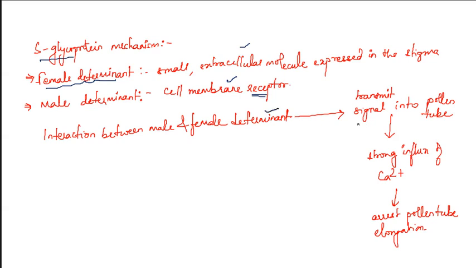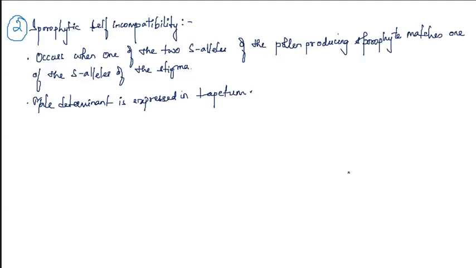There is a strong influx of calcium into the pollen tube. Once there is a high amount of calcium in the pollen tube, it arrests the pollen tube elongation. So please remember that calcium arrests the growth of the pollen tube. Another kind of self-incompatibility, previously we discussed gametophytic. Another kind is sporophytic self-incompatibility.